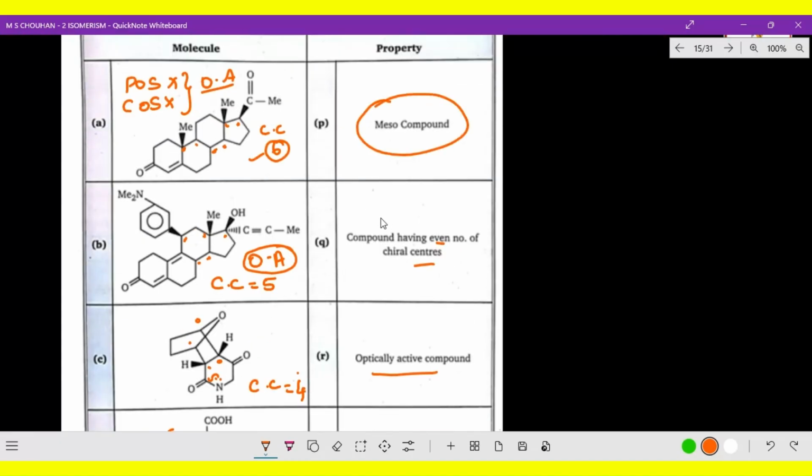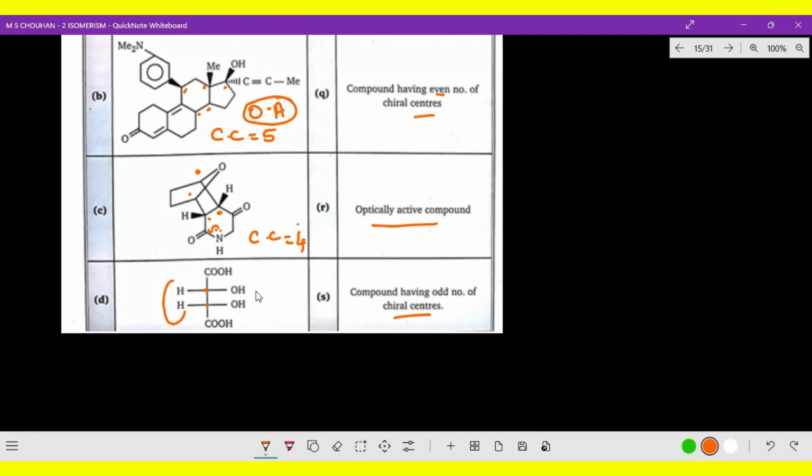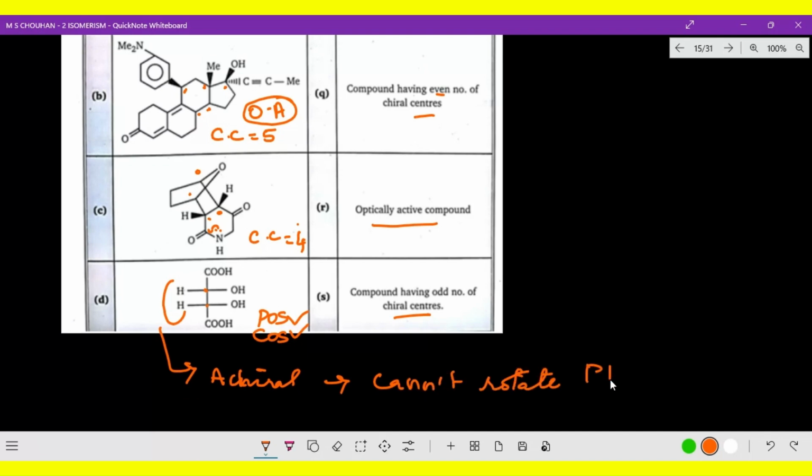Hope you got the clarity about what is chiral and what is meso. In a meso compound, there will be chiral centers, but they are equalized. So POS, COS will be present. Whereas here, POS, COS will be absent. So this we can say is achiral. Achiral means it cannot rotate PPL.